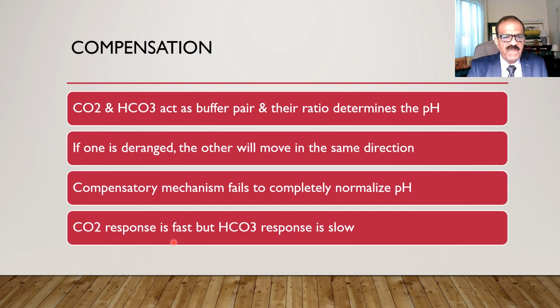CO2 response is fast, but HCO3 response is slow. Because for the CO2 response, all you need is to hyperventilate or slow down ventilation, and that can happen over seconds. Whereas bicarb generation or bicarb removal takes time, and this is done by kidneys, and it could take hours, days or weeks. So you may not have full compensation until several days have passed. So with these background concepts, let's now discuss it further.